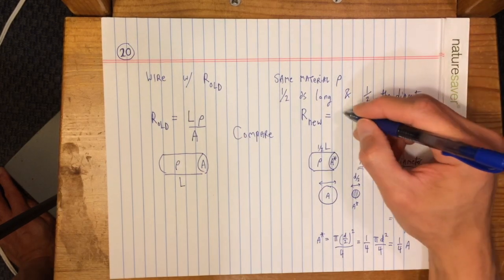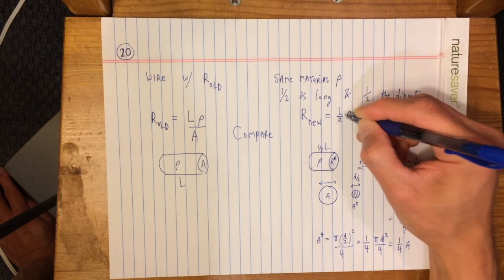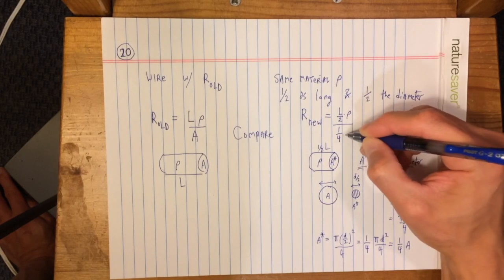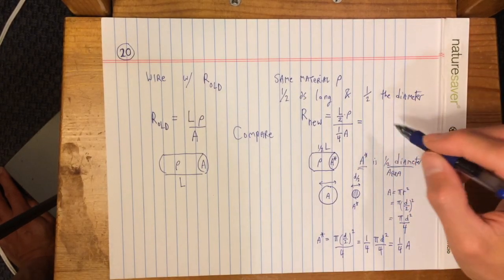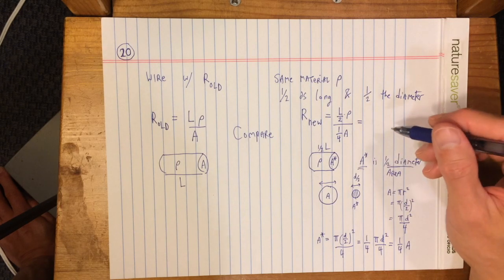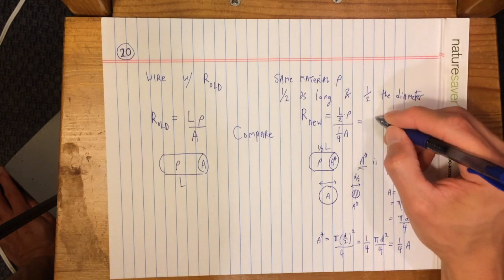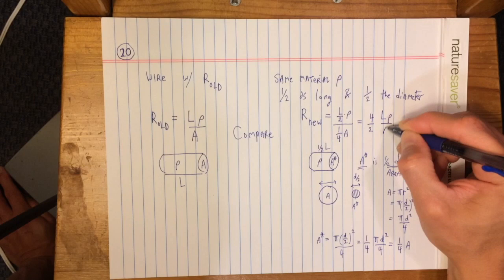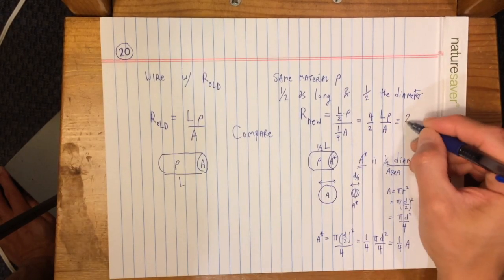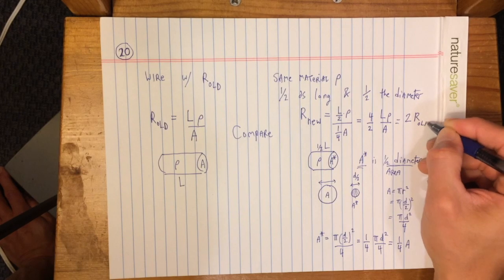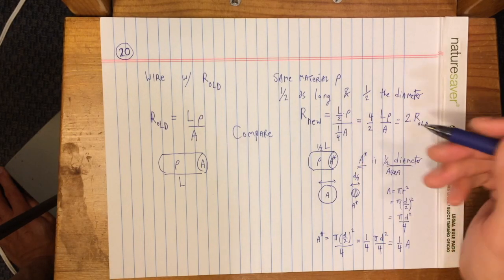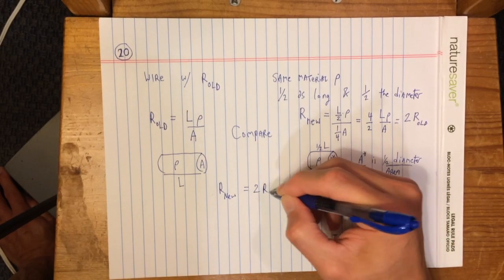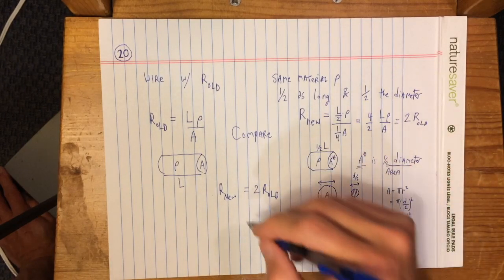So R new is L over 2 times the resistivity divided by the new area. The new area is 1/4 A. And so when you divide by a fraction, you multiply by the inverse. So it puts the 4 at the top, and you get 4/2 L rho over A, which is twice R old. So R new is twice R old. And that's the relationship right there.